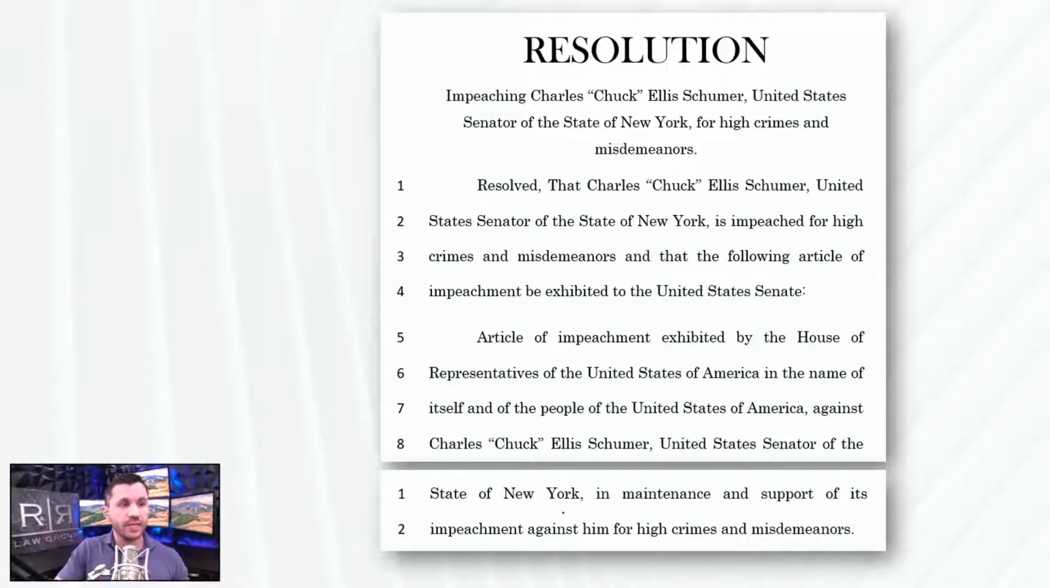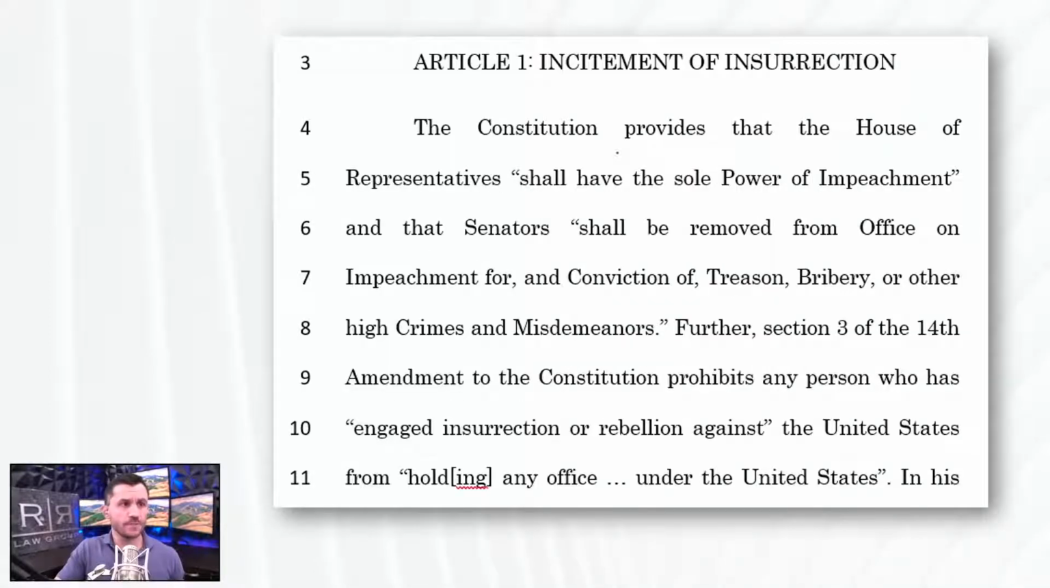Okay, this is where they get their jurisdiction. Article of impeachment exhibited by the House against Chuck Schumer in maintenance and support. Then we get to the good stuff. Article 1, incitement of insurrection. Once again, all of this is exactly the same language that is in their article. The only thing I basically changed was the word from president to senator. And here is the language.